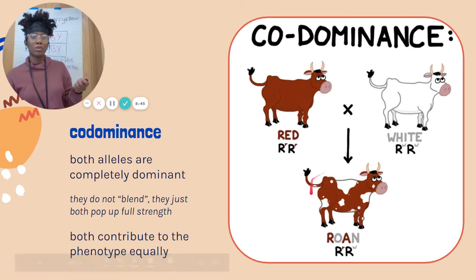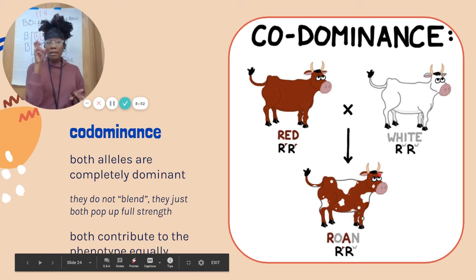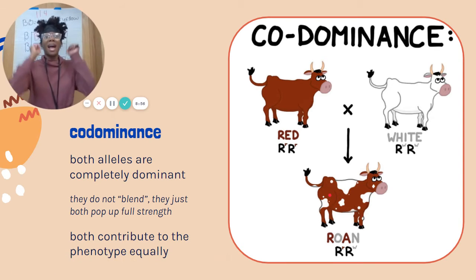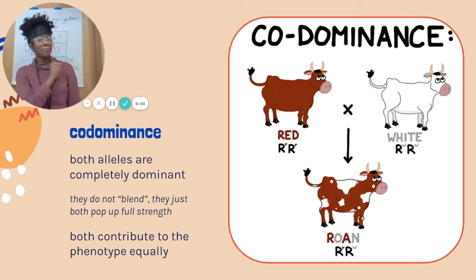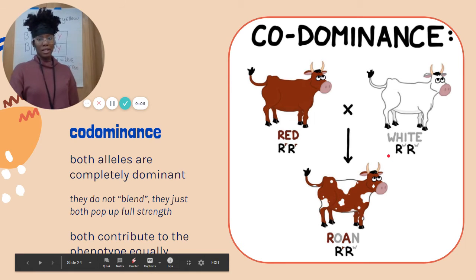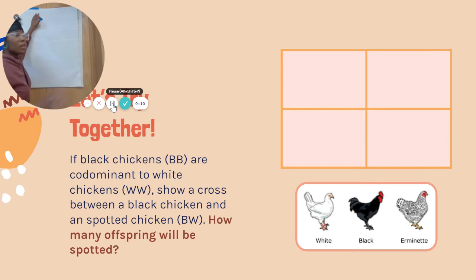So in cows, there are things called roan cows, which means that in parts of them, the red allele is going to be activated, but in other parts of them, the white allele is going to be activated. So they're both going to be fully, completely dominant wherever they can be. It's called codominance. They're going to share dominance. So let's try an example together. While I'm taping this up, go ahead and read that problem to yourself.